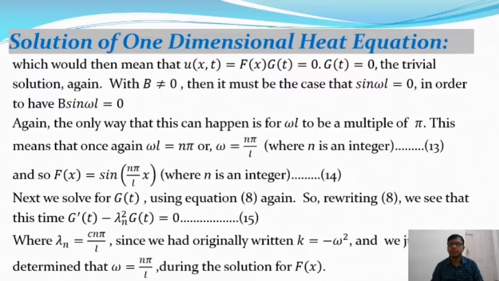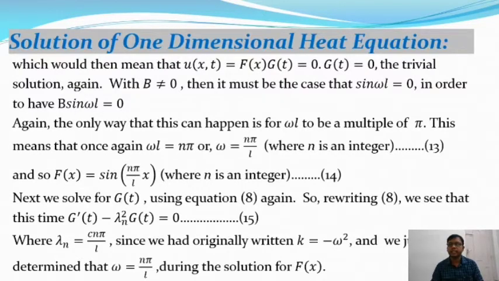So there are two possibilities: either b is equal to 0 or sin omega l is equal to 0. If b is equal to 0, then u of x comma t is equal to 0, where f of x is equal to 0, and this solution is a trivial solution. So it is not possible that u of x comma t is equal to 0, which means b is not equal to 0. So when b is not equal to 0, from the above equation we get sin omega l is equal to 0, in order to have b sin omega l equal to 0.